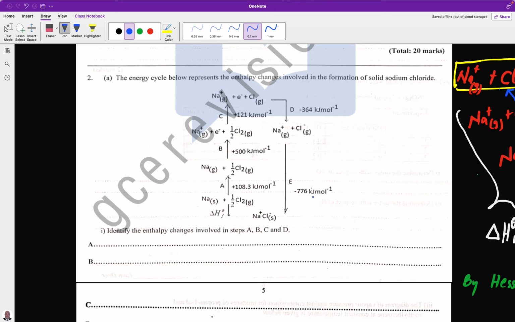The energy cycle below represents the enthalpy changes involved in the formation of solid sodium chloride. Identify the enthalpy changes involved in steps A, B, C, and D. Now you have realized that here, this is the initial stage.